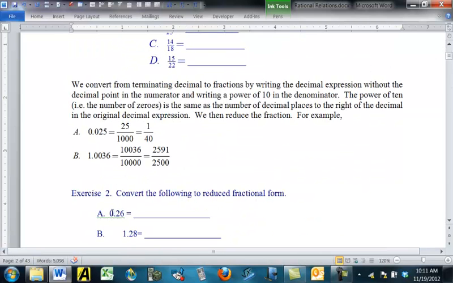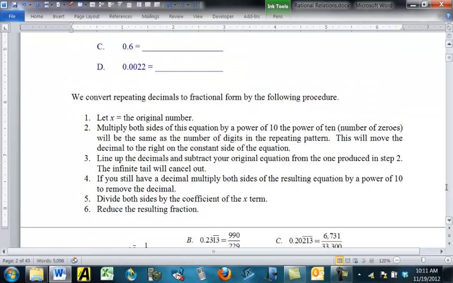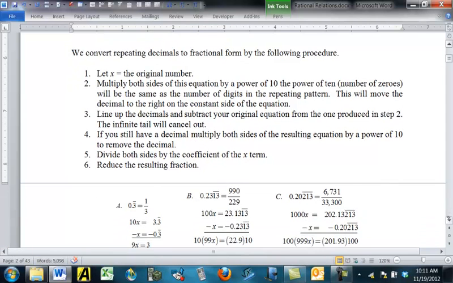So there's some examples for you to practice. Now, the repeating decimals, here's a step-by-step written out.